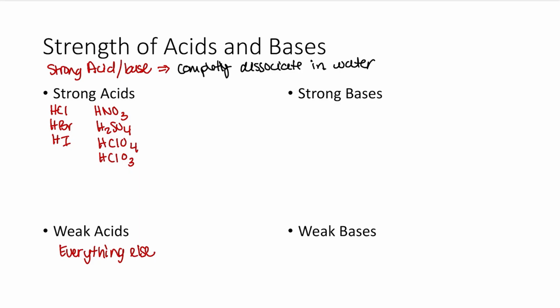Now, there are other strong acids. We just don't cover them in this class. These are the only ones that you're required to know for this class. Remember, a strong acid completely dissociates in water. So if we have something like HBr, it is going to completely dissociate into ions. So in solution, we only have ions. Remember, strong acids also behave as strong electrolytes.